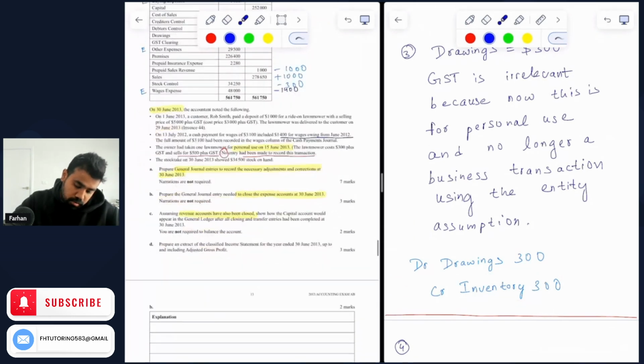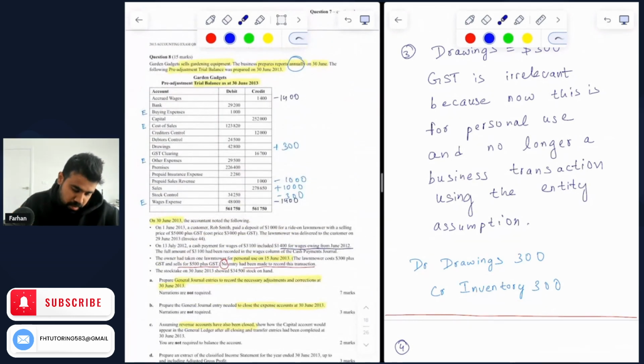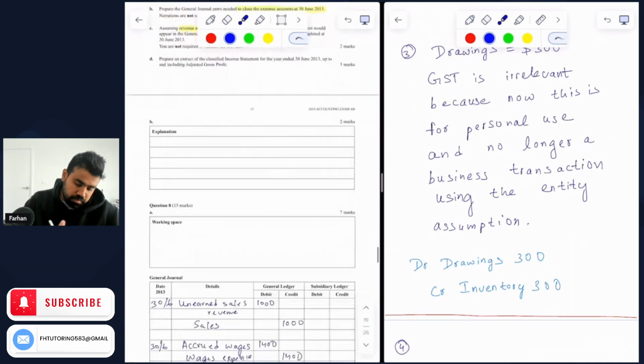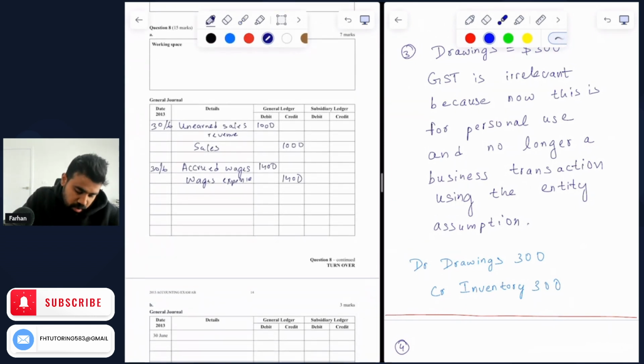So before we move to the outline that we're given, we have to make this adjustment in the trial balance that we're given. So debit drawings by 300 means drawings are increasing by 300, so we're adding 300 here to the original amount. And then we are crediting inventory by 300. We are given stock control, which is what we call inventory. It was 34,250 given here, so we are subtracting 300. Right, so now let's use them in the outline that we're given. So drawings debit 300 and inventory credit 300.